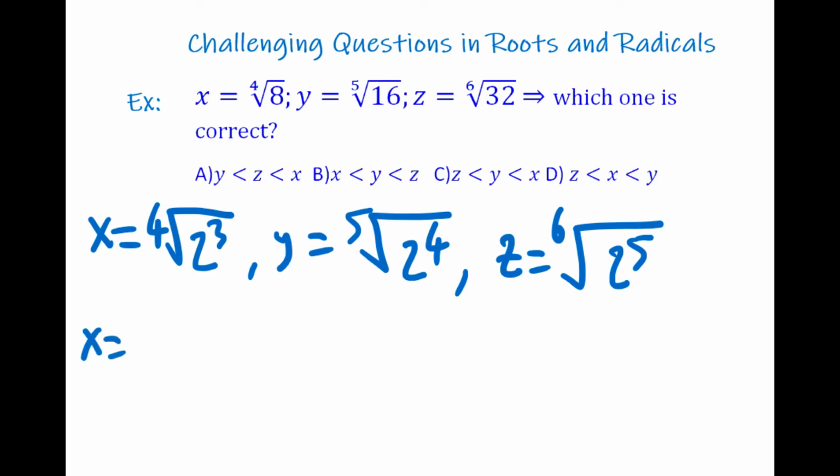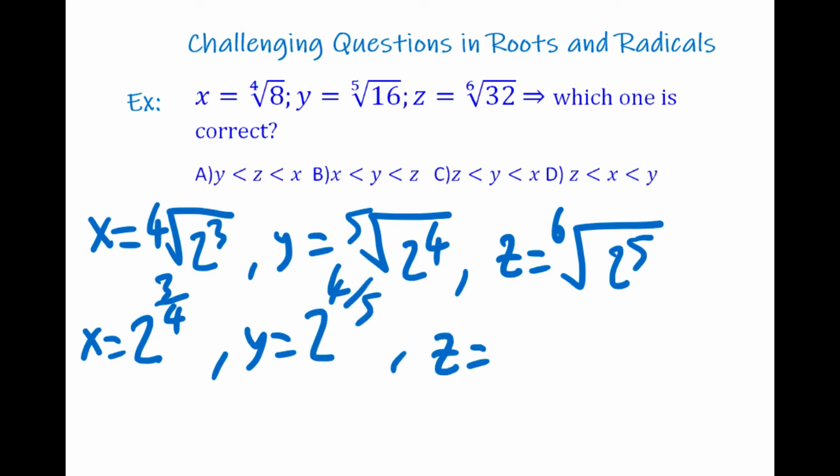So x is actually 2 to the power of 3 divided by 4, guys. y is 2 to the power of 4 divided by 5, and z is 2 to the power of 5 divided by 6. And as you can see, right now all the bases are the same. Whichever power is greater, that number is greater than the others. So this is the logic basically. So I'm going to compare 3 divided by 4, 4 divided by 5, and 5 divided by 6, guys.